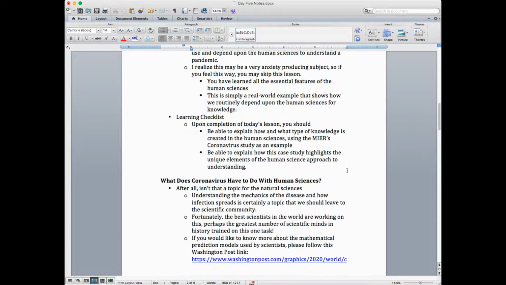Again, let's look at our learning checklist. There are 2 big things I hope you're going to understand at the end of this lesson. First, I hope you're going to be able to explain how and what type of knowledge is created in the human sciences using this Malaysian Institute of Economic Research's coronavirus study as an example. And secondly, I hope you're going to be able to show how this study demonstrates all the features that we've looked at when we examined human sciences.